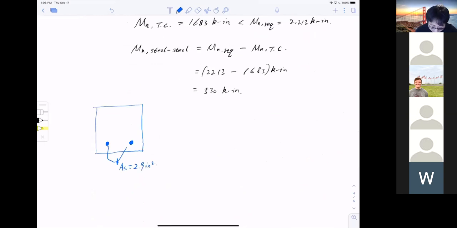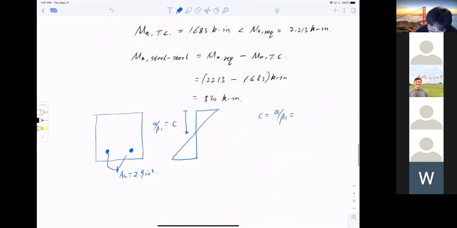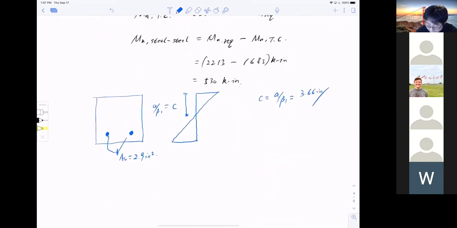I also know from the strain diagram, let me draw it a little differently here, that currently the compressive zone c equals a divided by beta 1, and a from the previous calculation is 3.66 inch. And my concrete is 4,000 psi.